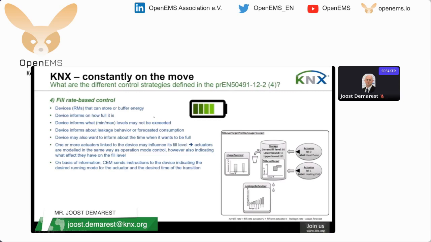So the device can inform about how full it is or how empty it is. So it informs about the current fill level, and it informs about the boundaries of its buffer. The level can never be below a certain minimum, and it can never be above a certain maximum. The device will also inform about its leakage behavior.